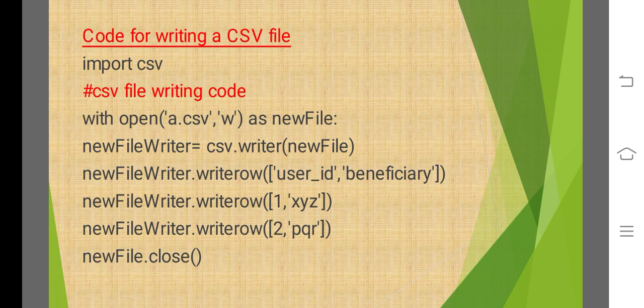After that, the next row, new_file_writer.writerow. Again one row is created: 1 and xyz is another row. The third row again: 2 and pqr. This is another row. Now after writing all the rows, we have to close: new_file.close. This is how to write a file.